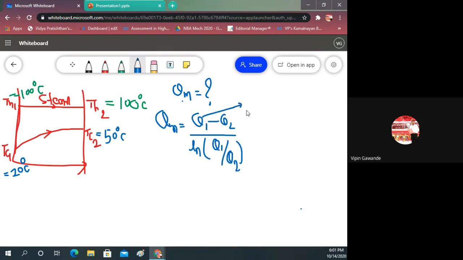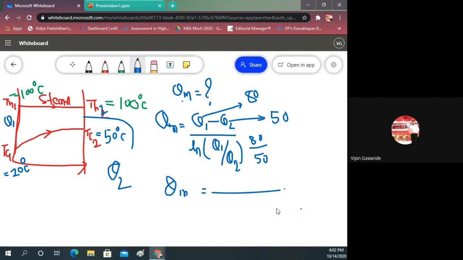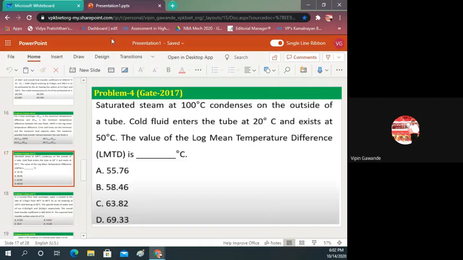What is theta 1? Theta 1 is TH1 minus TC1, so that is known to us. What is theta 2? Theta 2 is TH2 minus TC2. This is also known. So this is 100 minus 20, which is 80, so theta 1 is equal to 80. What is theta 2? 100 minus 50, so this is 50. So 80 minus 50, divided by ln of 80 divided by 50. If you calculate this value, it comes out to be 63.82. So the answer is C.